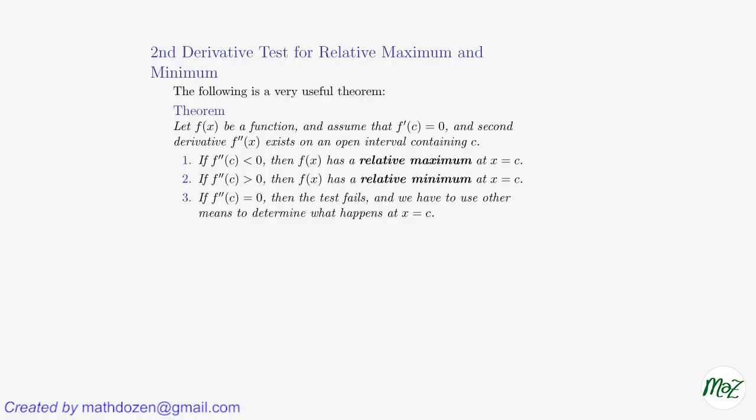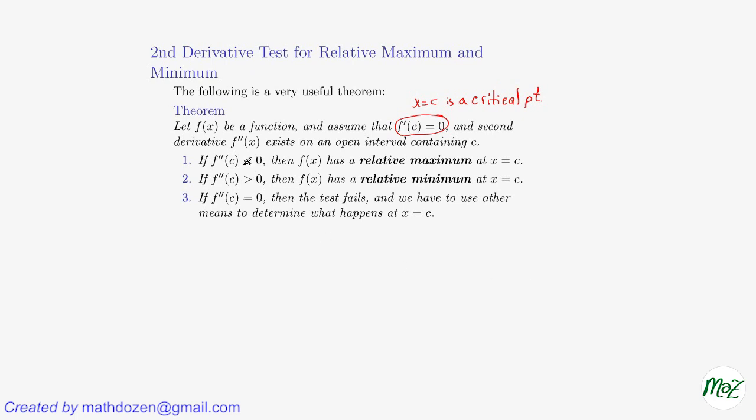Let's look at the second derivative test for the relative maximum and relative minimum, and it happens to be very useful in some cases. So assume that we have a function so that f prime at point C is exactly 0. This assumption says that x equals C is a critical point. Then we also assume that the second derivative exists around x equals C.